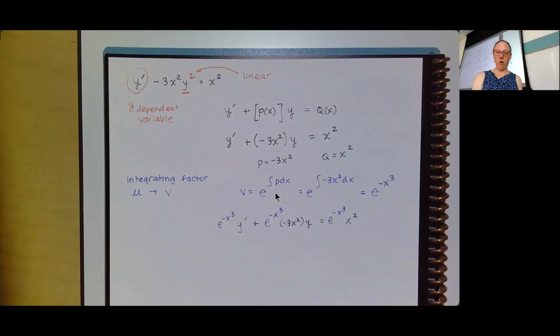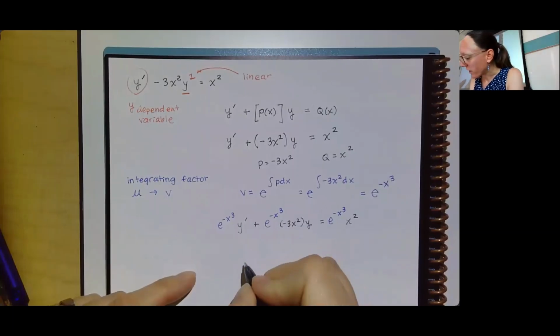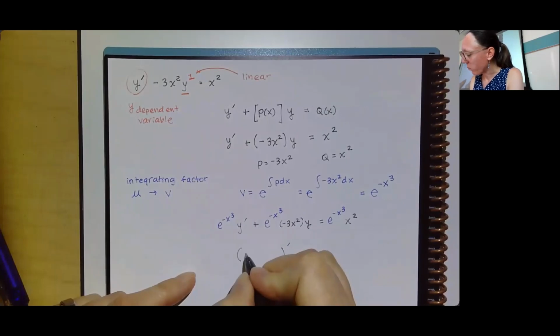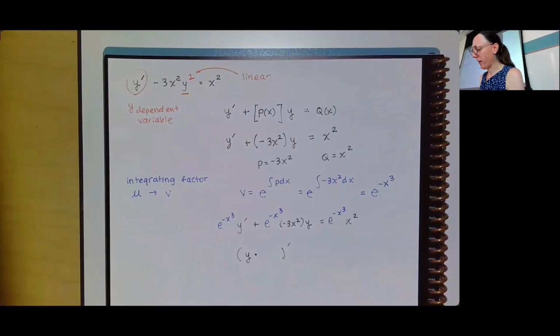Okay, now onward with the fun. Now at this point, what we have on the left-hand side is supposed to look like a product rule. And it should always be exactly the same product rule. It should always look like we took the derivative of y times the integrating factor.